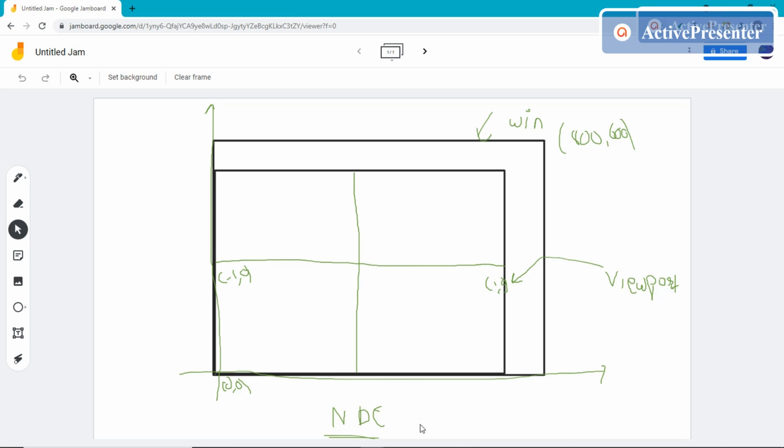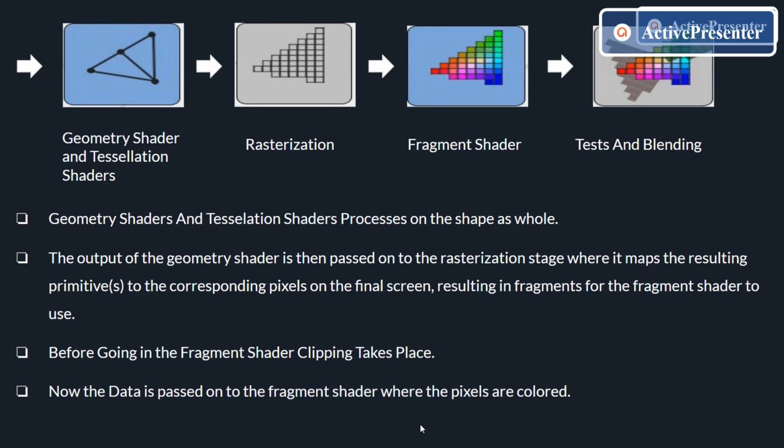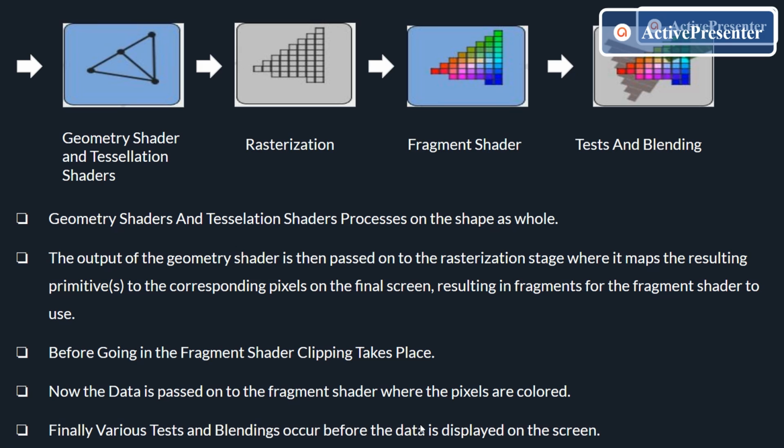Now let's get back to our pipeline. The next step is done by the fragment shader. Basically, the fragment shader colors the fragments that are produced in the rasterization stage. The final step is the tests and blending, where various types of tests are conducted on the final image. We'll see what these tests are in the upcoming tutorials, not to worry. So that's it for the graphics pipeline.